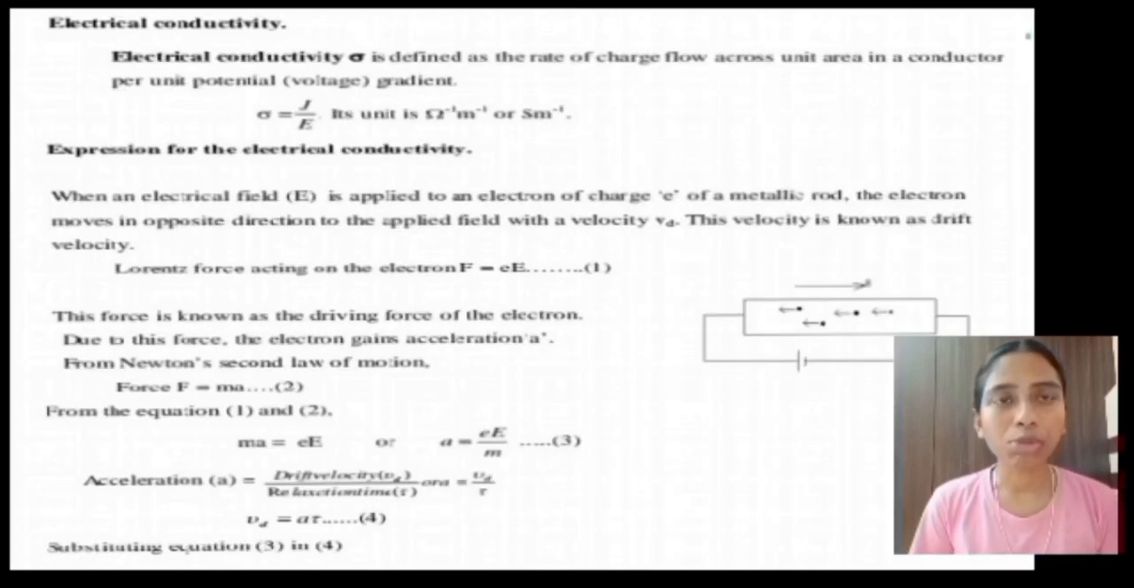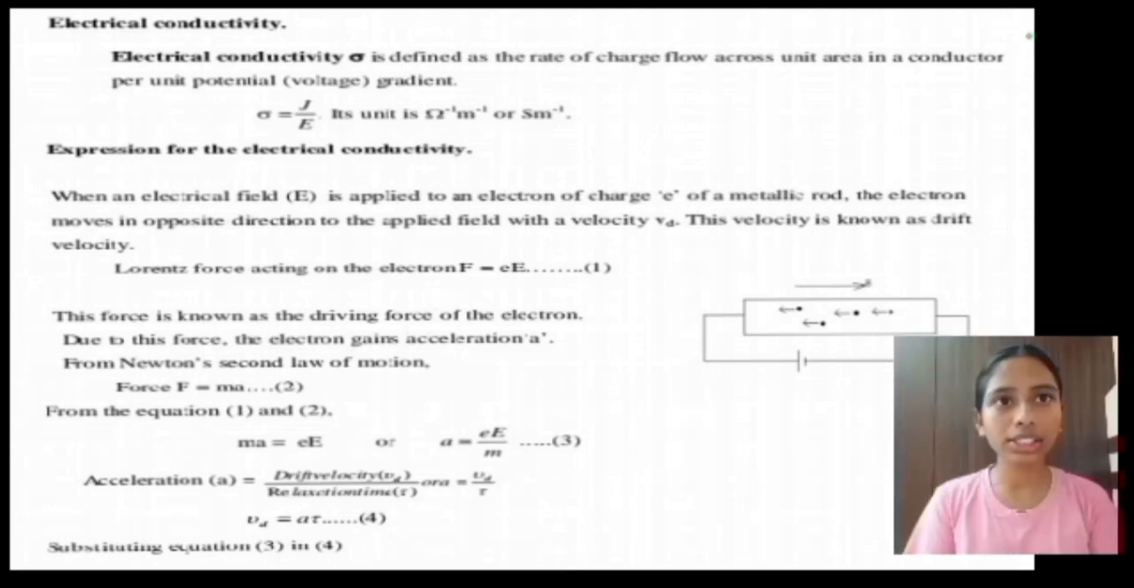So this is the expression for electrical conductivity, and electrical conductivity is defined as the rate of charge flow across unit area in a conductor per unit potential gradient. So that is sigma equals J divided by E. Its unit is ohm inverse meter inverse.